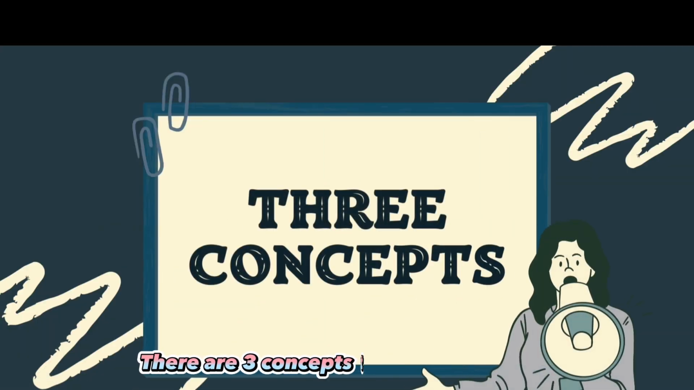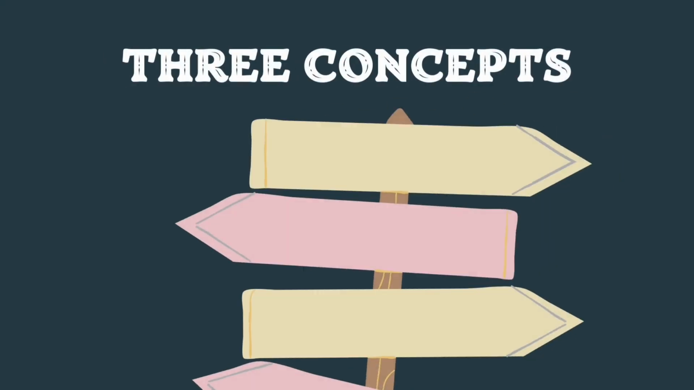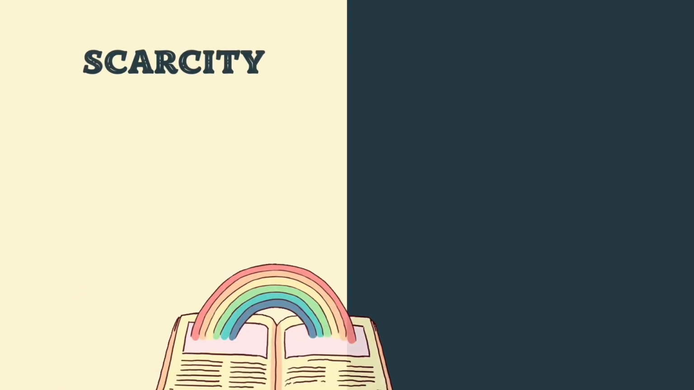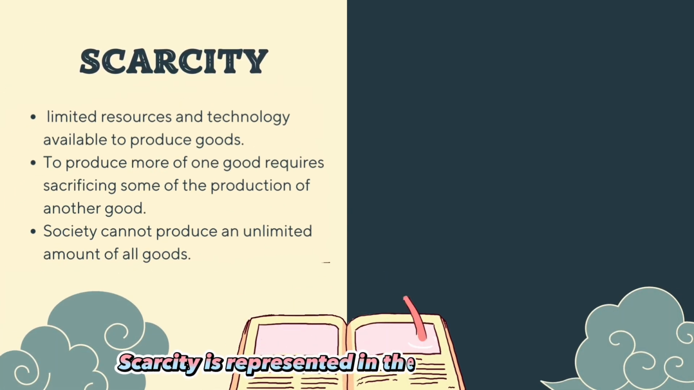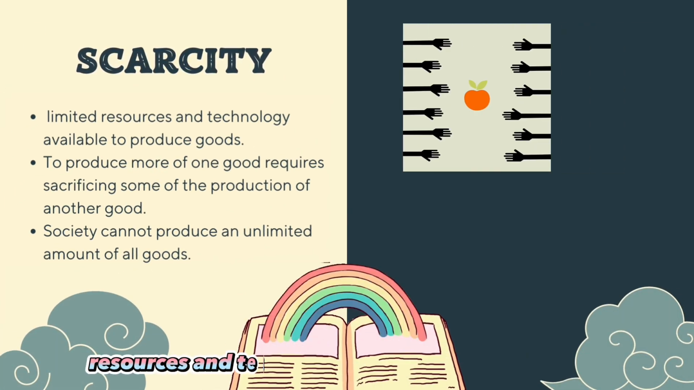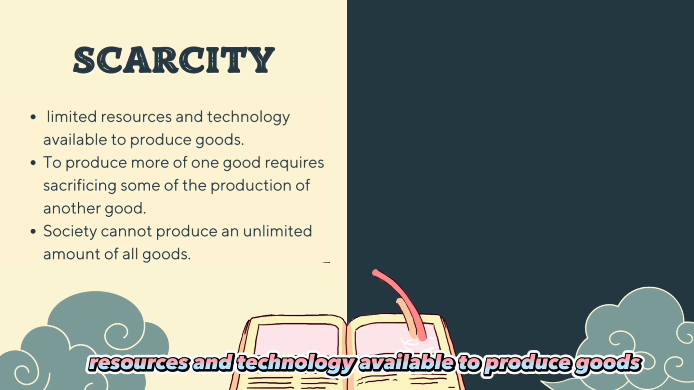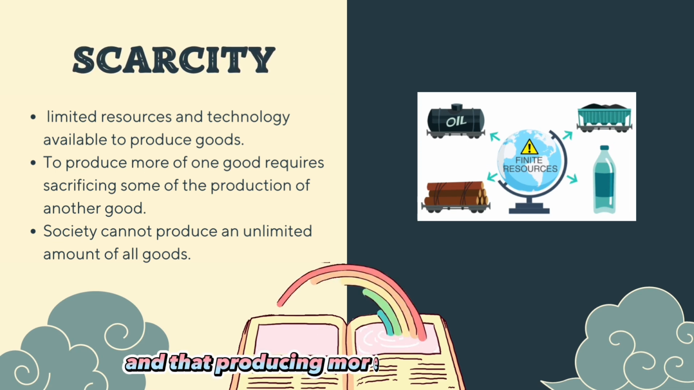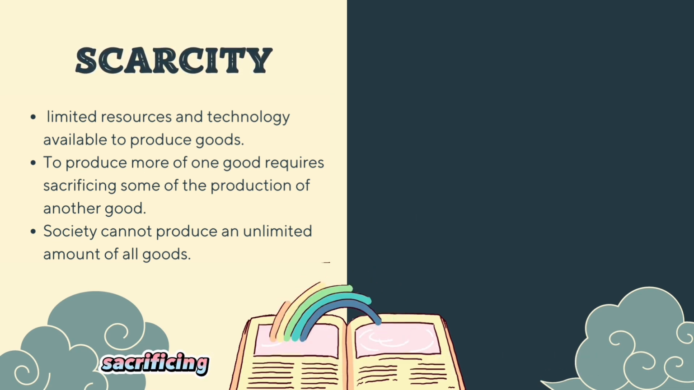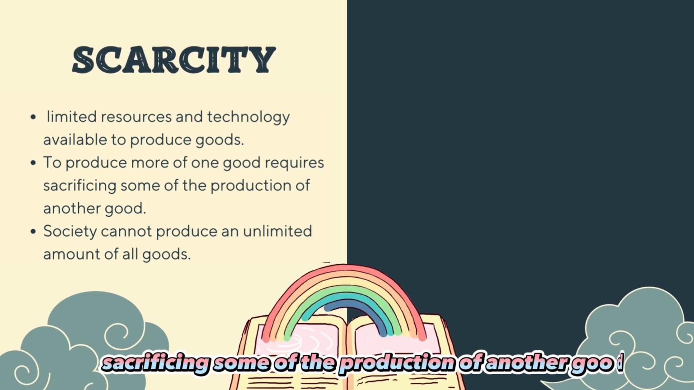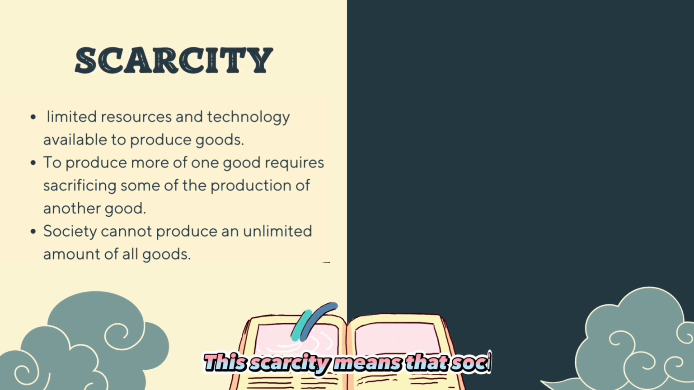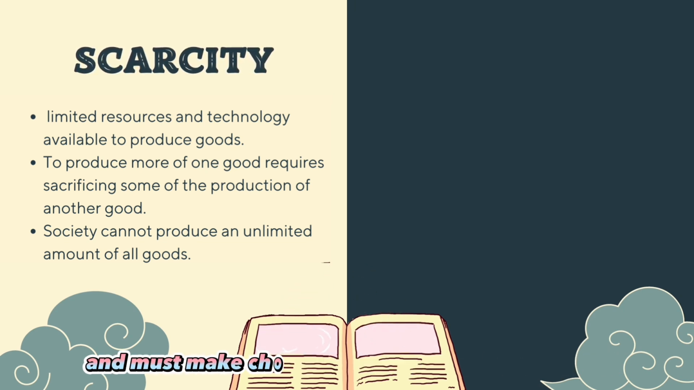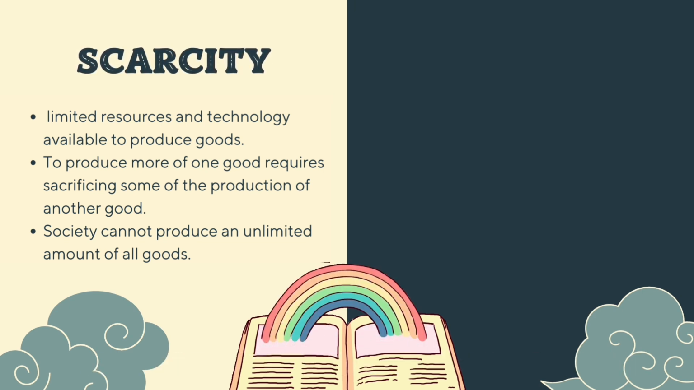There are three concepts that the PPF illustrates: scarcity, choices, and opportunity cost. Scarcity is represented in the PPF by the limited resources and technology available to produce goods. The PPF assumes that resources are finite and that producing more of one good requires sacrificing some of the production of another good. This scarcity means that society cannot produce an unlimited amount of all goods and must make choices about which goods to produce.